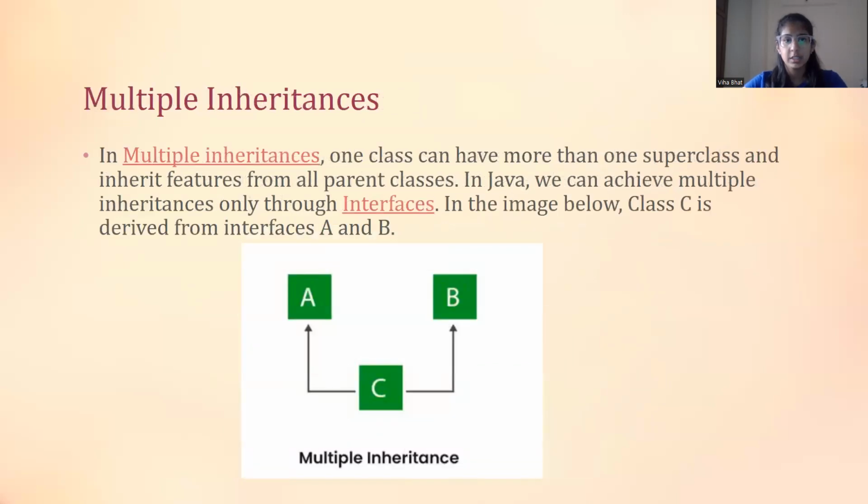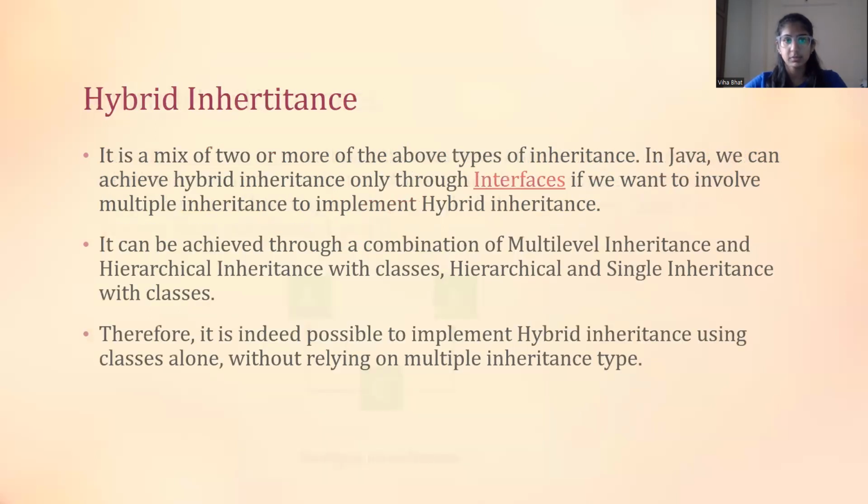Next is multiple inheritance. In multiple inheritance, one class can have more than one superclass and inherit features from all parent classes. So this is basically the opposite of the hierarchical method, where you have two base classes and one subclass. Here A and B are the two base classes and C is the subclass.